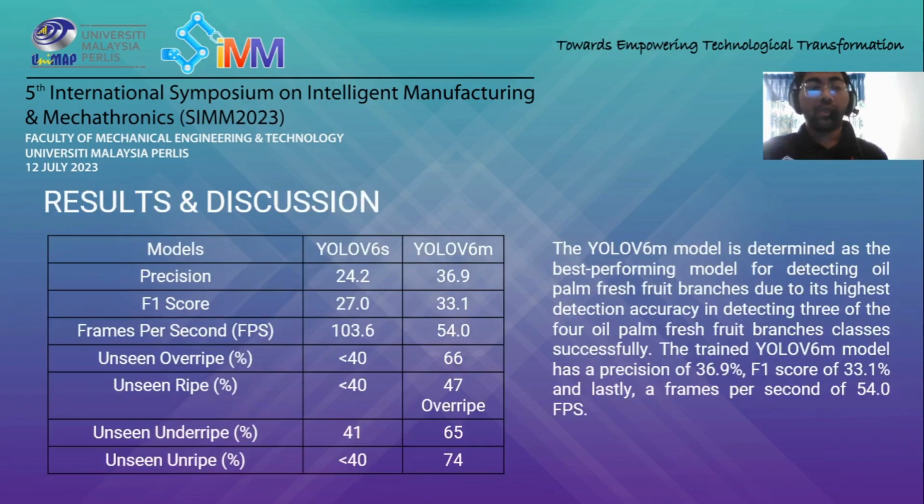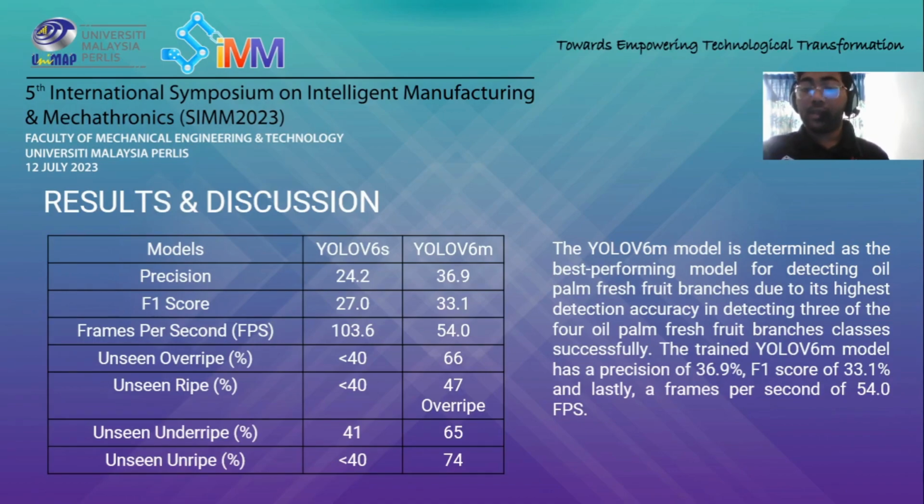Alright, moving on. Results and discussion. So as we can see here, the precision of the YOLOv6s and YOLOv6m models, F1 score, frames per second. Then we have the unseen overripe image dataset accuracy, unseen ripe image dataset accuracy, and so on. As we can see, the precision of the YOLOv6m model is better than the YOLOv6s model.